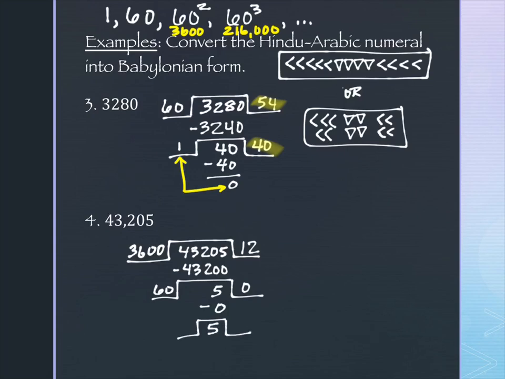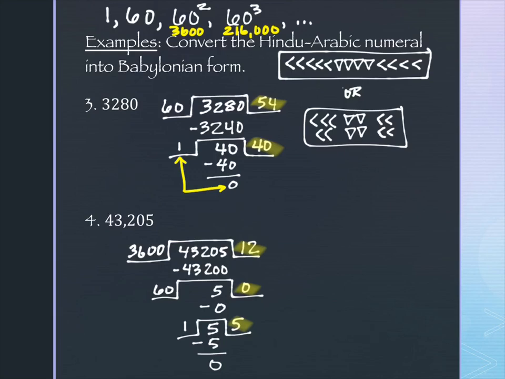Okay? So there's 0 60s in the number 5. And then our last place value is the place value of 1, which goes in 5 times, resulting in my remainder of 0. Okay, so these numbers over here, 12, 0, 5, tell us what we are going to draw out.